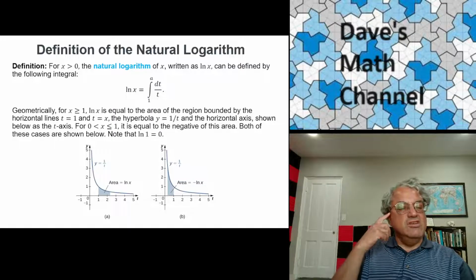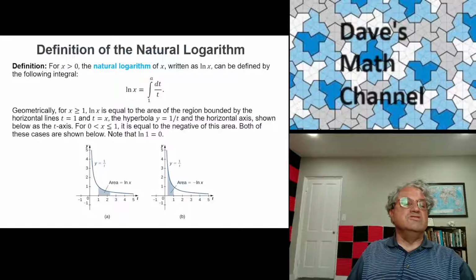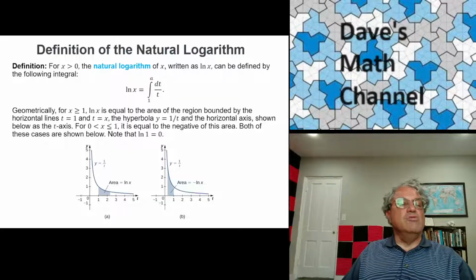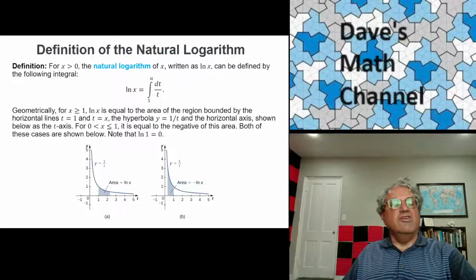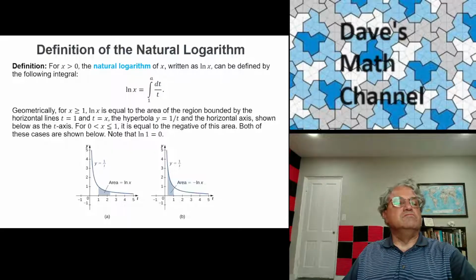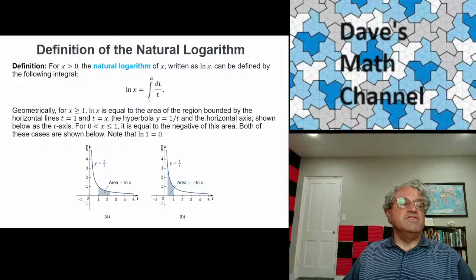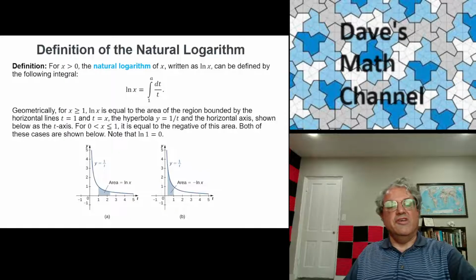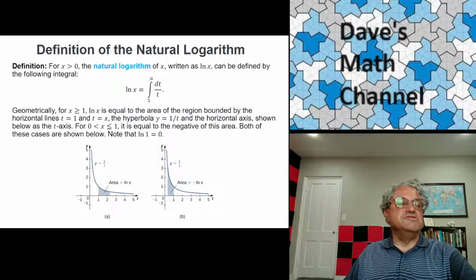But if x is less than 1, I guess you have to prove this, it turns out the integral is equal to minus the integral from x to 1, which is minus ln of 1 over x. Anyway, that's how that works, and we still need to prove that. Another thing that's very easy to prove from this definition is ln 1 is 0, because in this case it's just the definite integral from 1 to 1, so there's really no area. Both of these cases are shown.